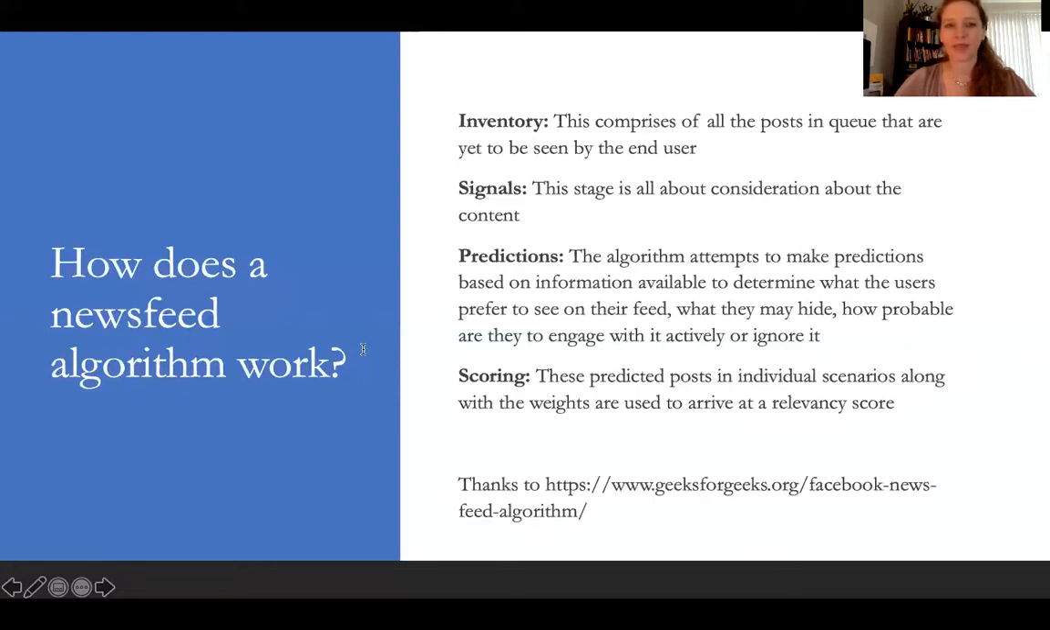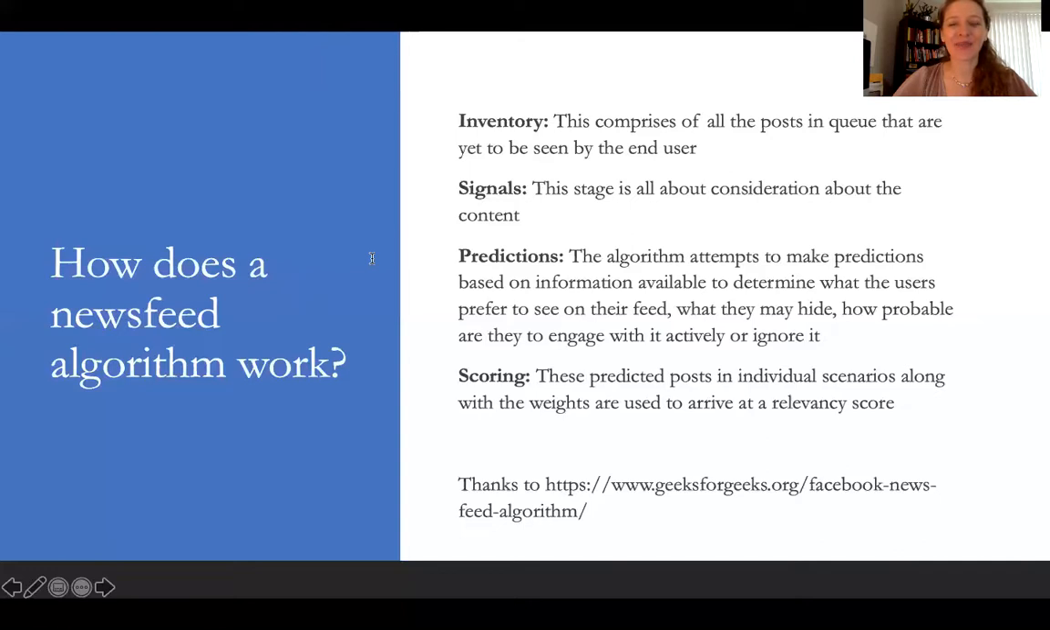Okay, so let's look a little bit more closely here at the slide that's on the screen. We'll try to break it down a little bit. So let's start with the word inventory. So the inventory comprises, we're breaking down the algorithm as much as we can based on the little that we know about it.